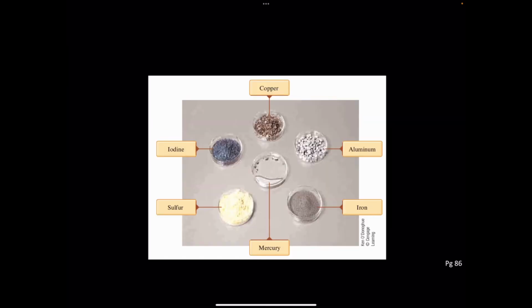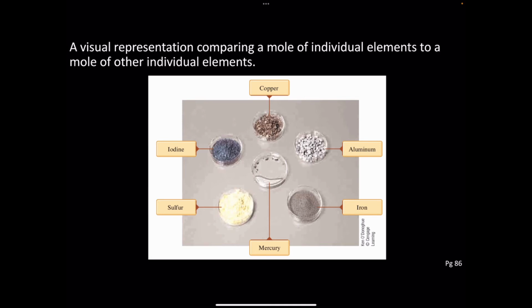Here's also a visual. Those are Petri dishes that we have right there, and this is a visual of what 1 mole of each of these elements would look like. They have various densities. Mercury is even a liquid at room temperature. But you can get a picture: a Petri dish is maybe the size of your palm, but that Petri dish contains 6.022 times 10 to the 23rd atoms of each of these elements. That's pretty incredible. That's an enormous amount.